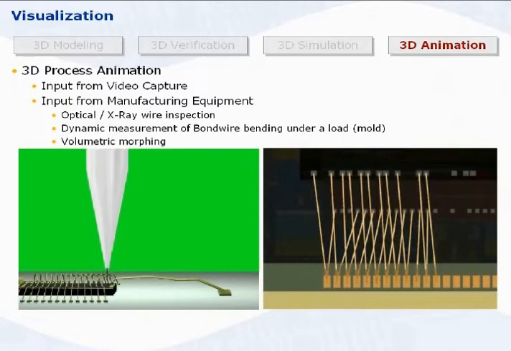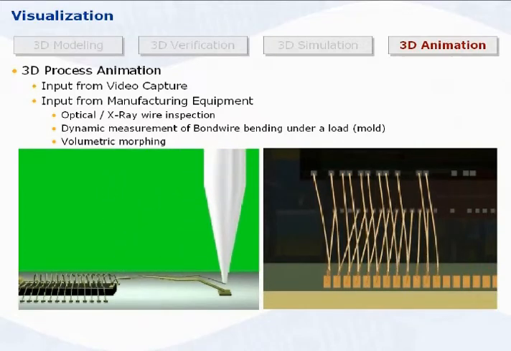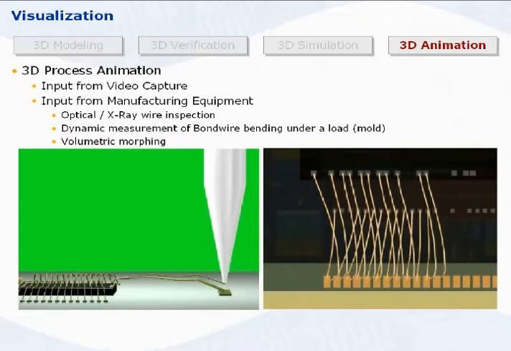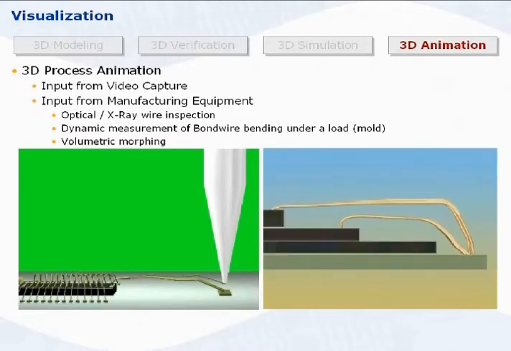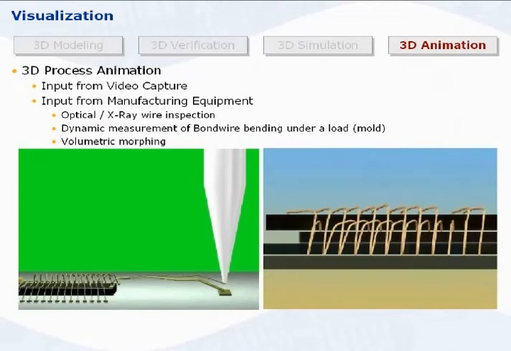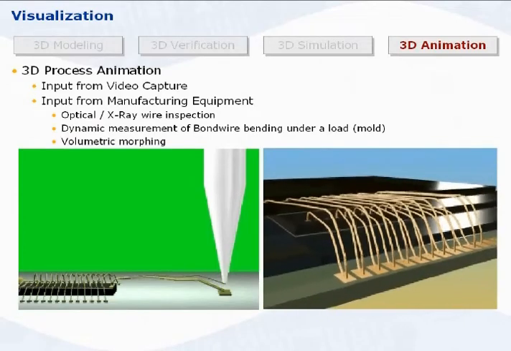Another type of animation is to recreate processes that cannot be easily observed, such as the molding process. In this case, using the PWO, XBWO components of the system, the before molding and after molding conditions can be extracted and the animation can simulate the molding conditions. We can also refer to this type of animation as an example of volumetric morphing.